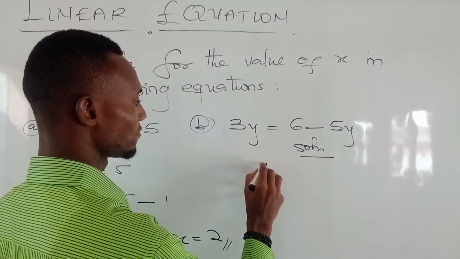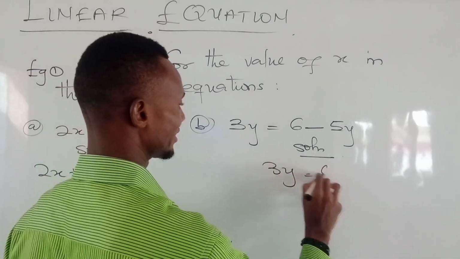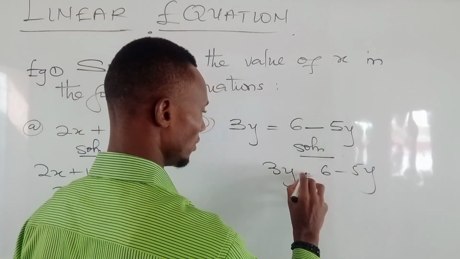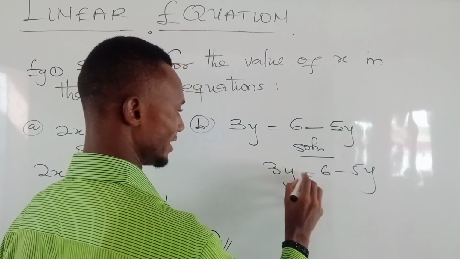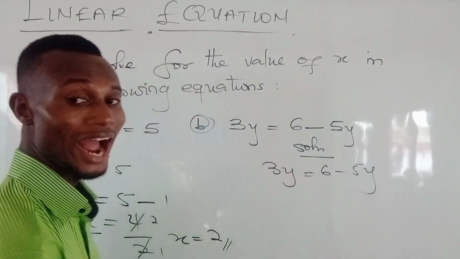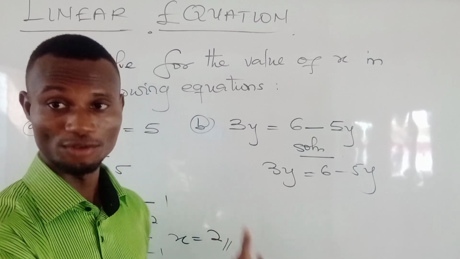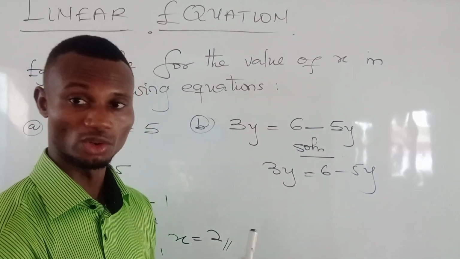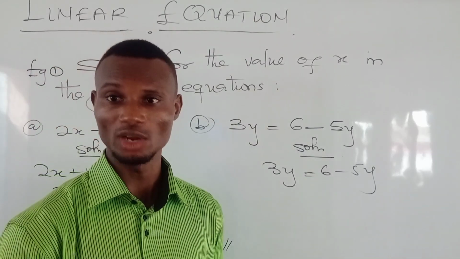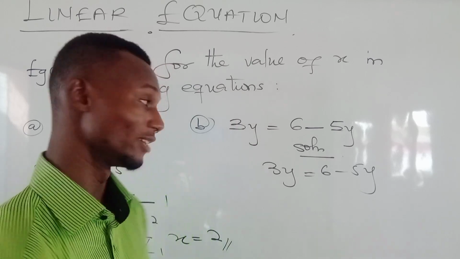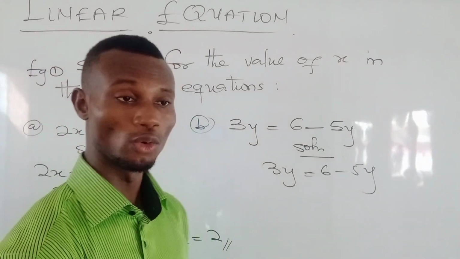I have 3y equals 6 minus 5y. We are solving for s in this equation. Sorry, we are solving for y. We are solving for y in this equation. It just means that we have to make y stand alone. So how do you make y stand alone?